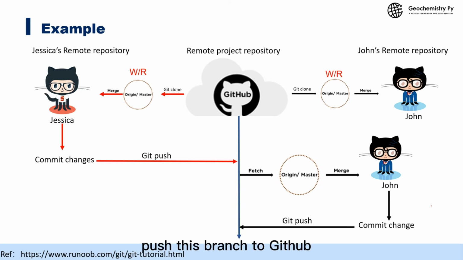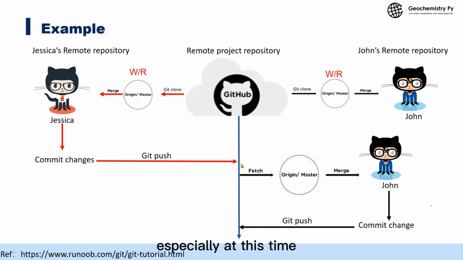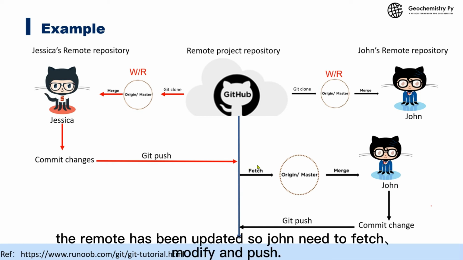Push this branch to GitHub and create a merge request. Then comes discussion and revision. The owner of this project merges or closes your merge request. Especially at this time, the remote has been updated, so John needs to fetch, modify, pull, and push.